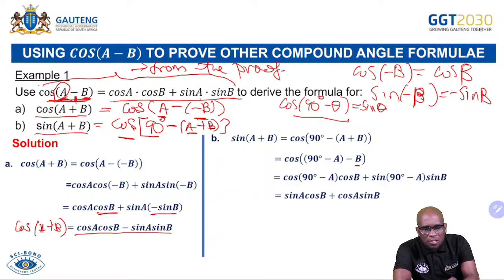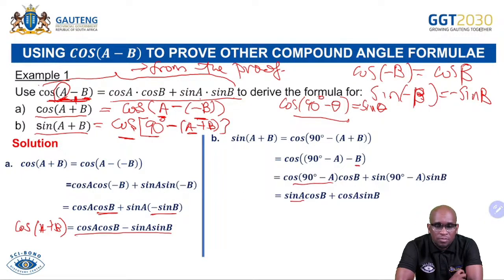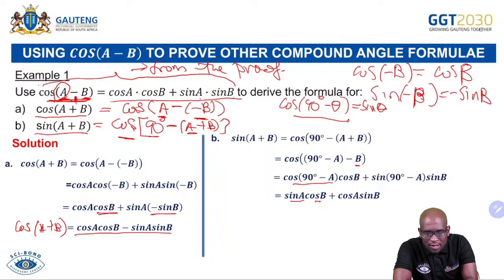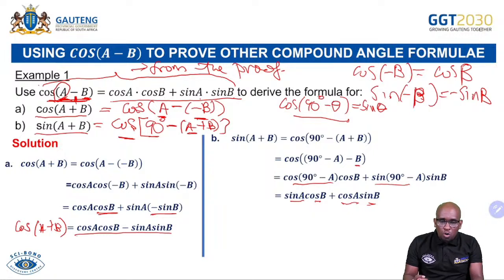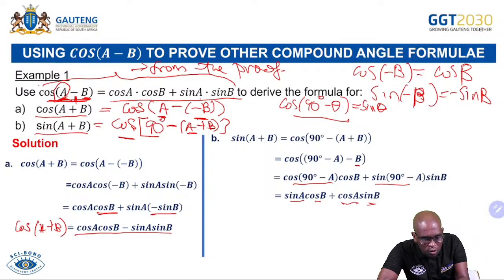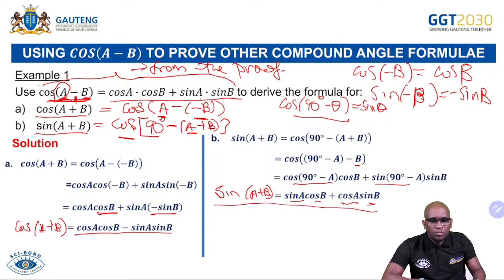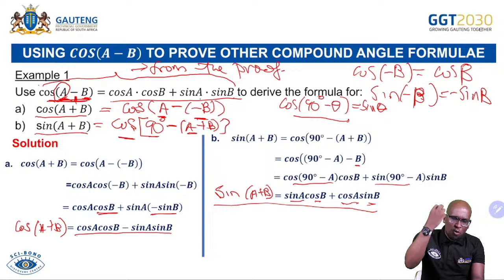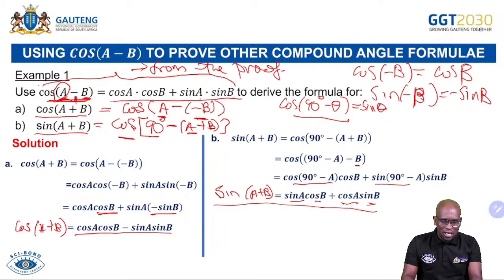Now we simplify. The cosine of 90 minus A becomes the sine of A. Then we leave this one as is. The sine of 90 minus A becomes the cosine of A. We leave that as is. So we have now successfully also derived the formula for sine A plus B. So we've derived one for cos A plus B, and we've derived another one for sine A plus B.